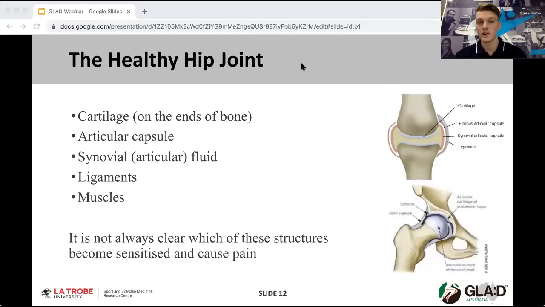Now, the healthy hip joint, so pretty similar. The only real differences are that the hip joint doesn't have any menisci, okay, but it has all the other factors that we mentioned before, as well as a bit more range of movement. So your knee is a hinge joint, so it goes backwards and forwards very well, whereas with your hip, you can go side to side a bit more as well.